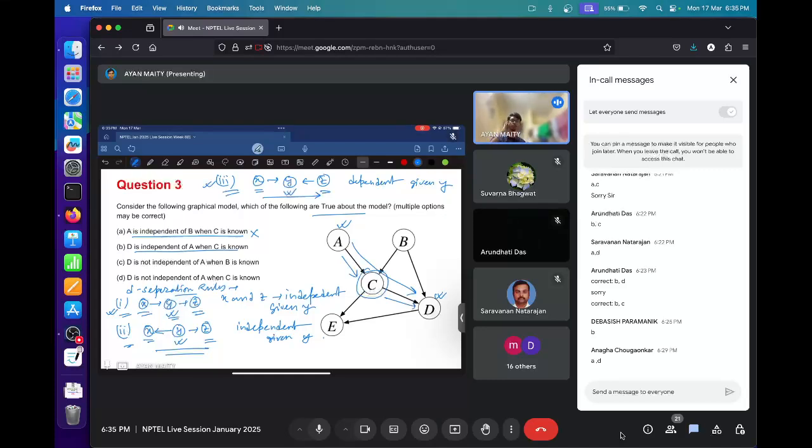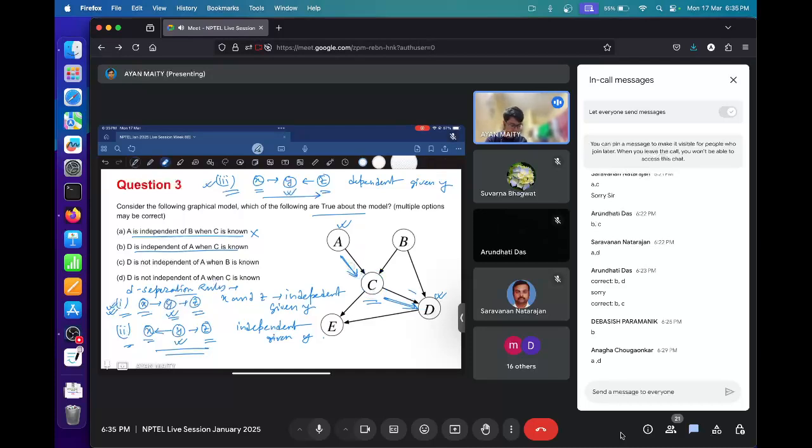But using these rules, you can easily find out. For example, A to C to D, this is the path. This is one edge and this is another edge. So this configuration matches the first rule. If C is known, C would block the path from A to D. So if C blocks the path from A to D, A and D become independent along this path. So this is one path that we have found out is blocked.